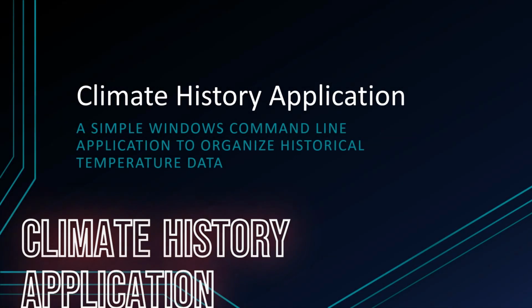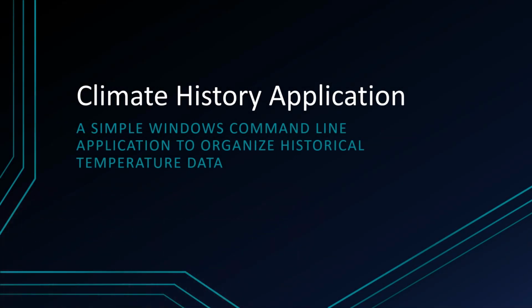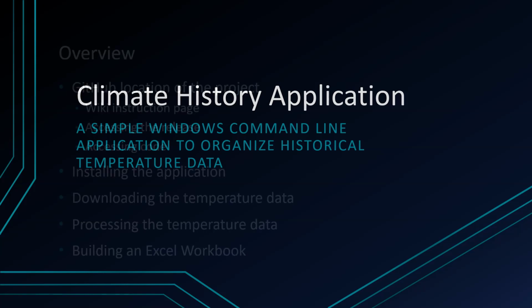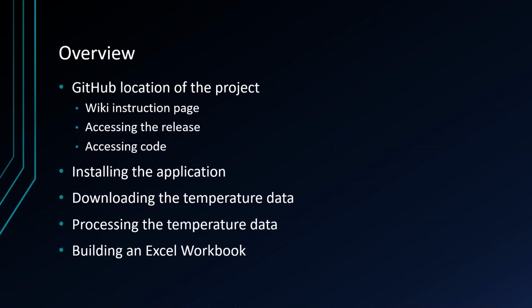A straightforward command line application is designed to convert temperature data downloaded from the United States Historical Climate Network into a comma-separated file format, which can be easily opened with Microsoft Excel. A brief overview describing the contents of this presentation.